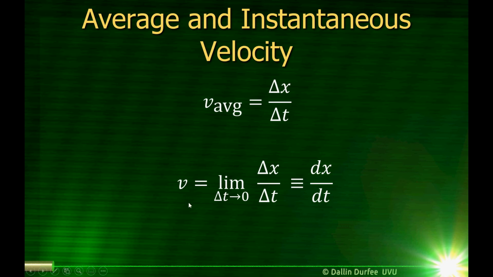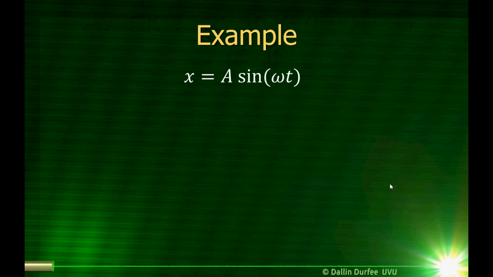The way that I get the instantaneous velocity is I take the limit as my time step goes to 0. How far does it move in 0 time, right? When we take that limit, of course, what we get is the derivative. So if I take the derivative of position with respect to time, I get the velocity.